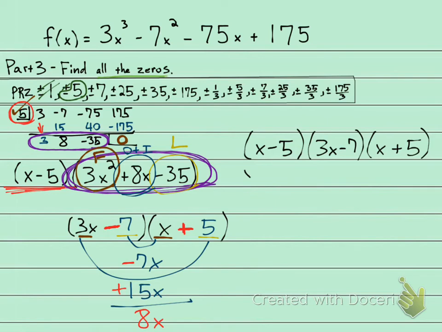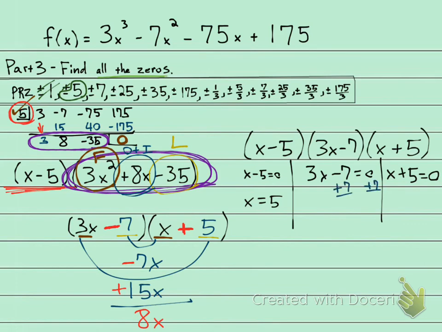So x minus 5 equals 0, I'll get a zero there. 3x minus 7 equals 0, I'll get a zero there. And x plus 5 equals 0, I'll get a zero there. So my zero here is 5. My zero here is 7 over 3. And my zero here is going to be negative 5.